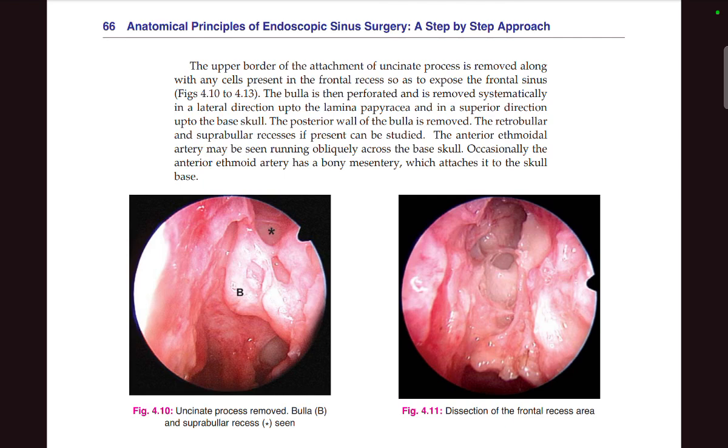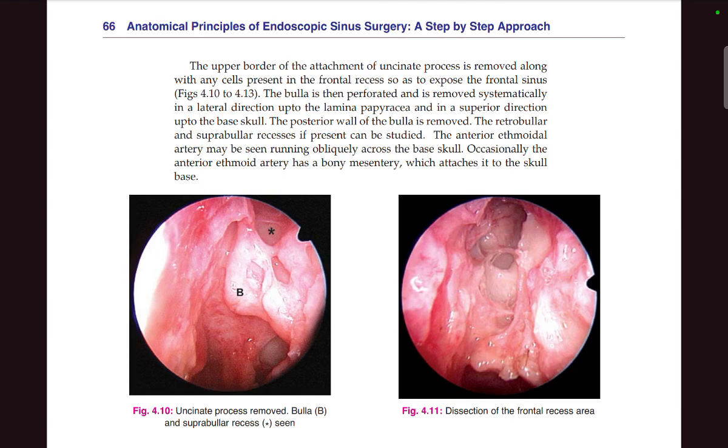The posterior wall of the bulla is removed. The retrobulbar and suprabulbar recess, if present, can be studied. The anterior ethmoidal artery may be seen running obliquely across the base of the skull. Occasionally, the anterior ethmoidal artery has a bony mesentery which attaches it to the skull base.